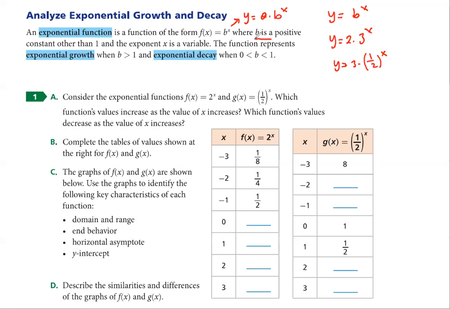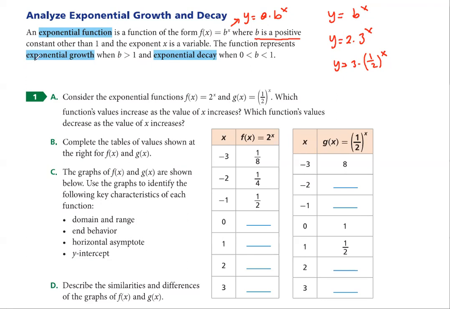Okay, b is a positive number. So 1/2 is positive, 3 is positive, and b is other than 1, because if you choose b as 1, you have 1 to the x power, and regardless of what you plug in for x, you will always get 1, which means it's going to be a straight line. That's why we don't accept 1 for b. And the exponent x is a variable, which is the unknown.